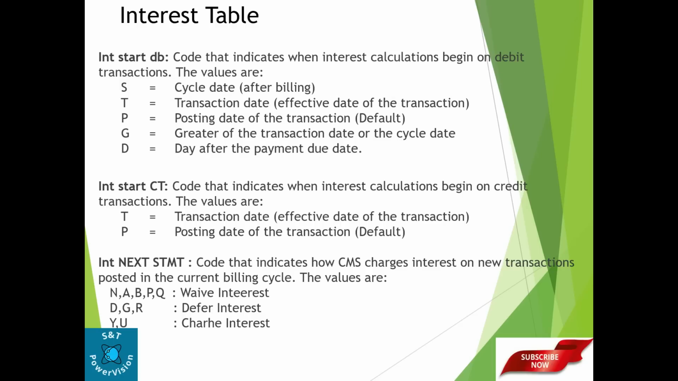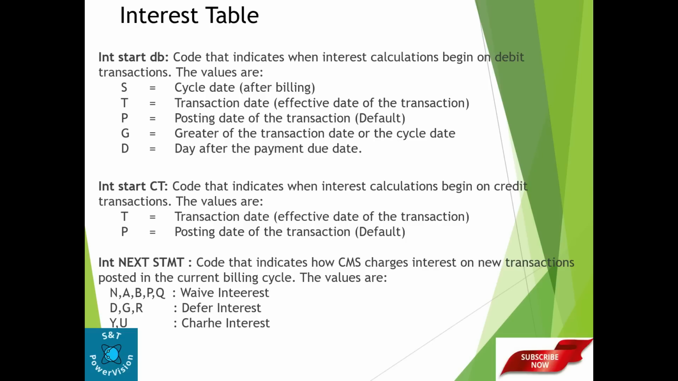After that, int start DB with debit transaction. Code that indicates when interest calculation begins on debit transaction. The values are S, T, P, G, D. S means cycle date, T means transaction date, P means posting date of the transaction, G means greater of the transaction date or the cycle date, D means day after the payment due date.